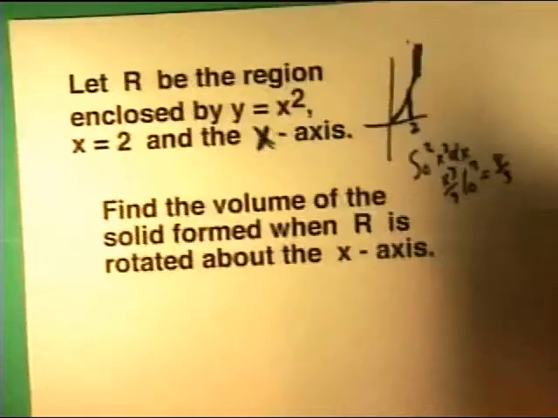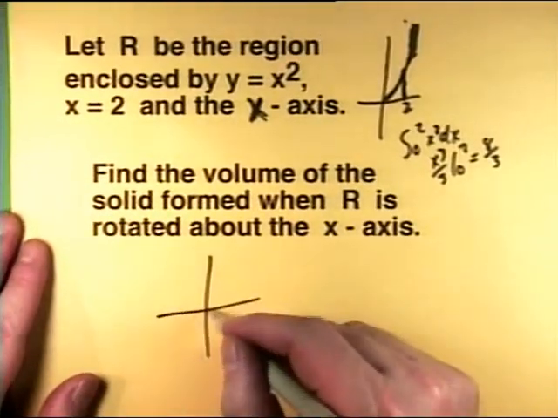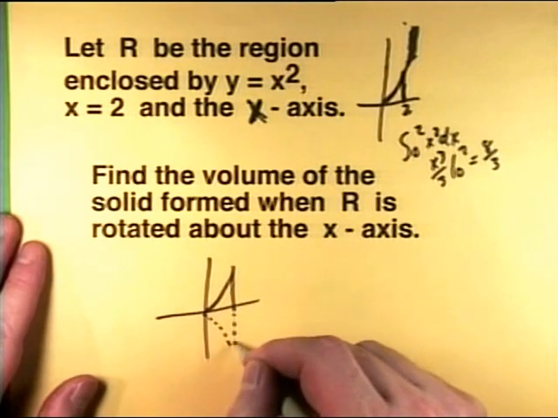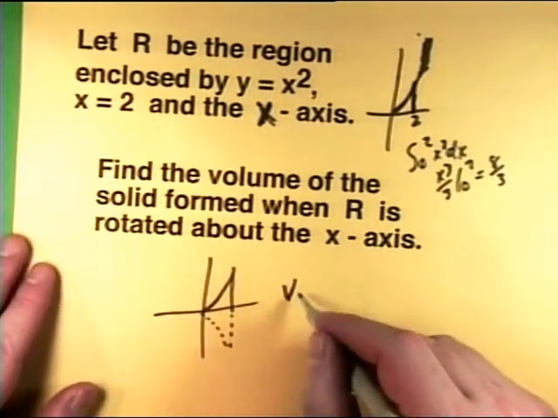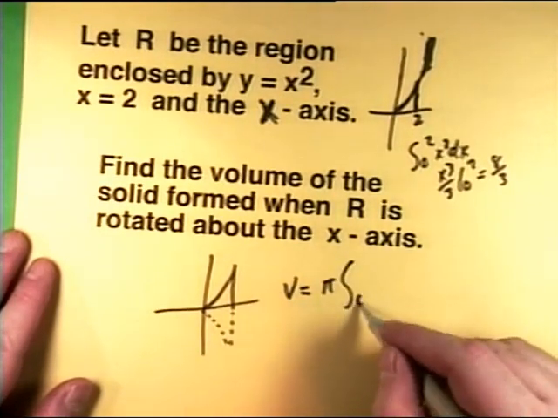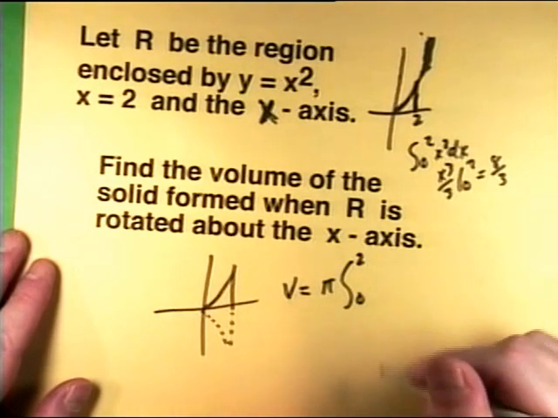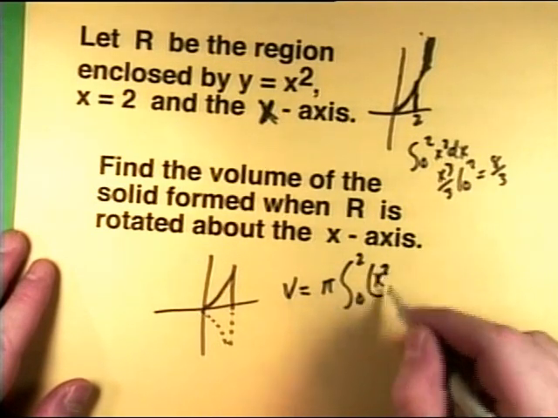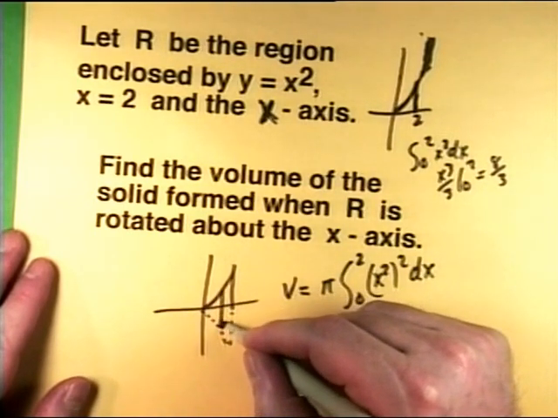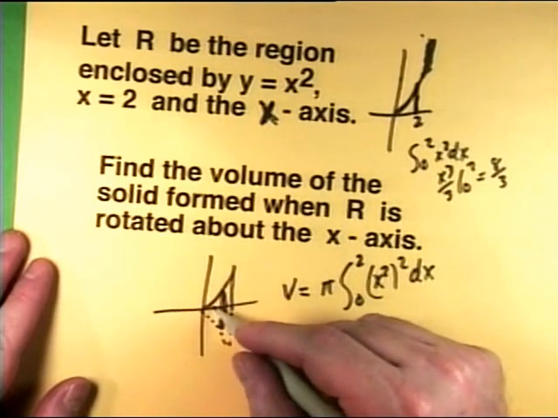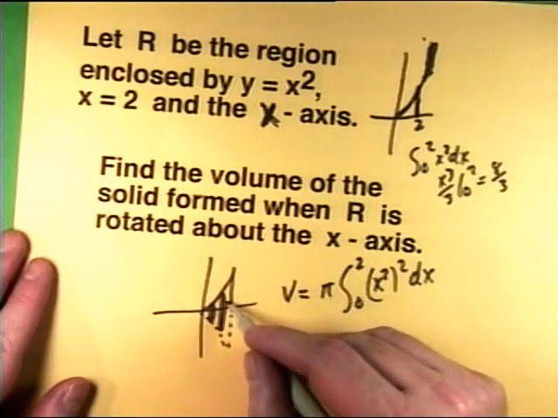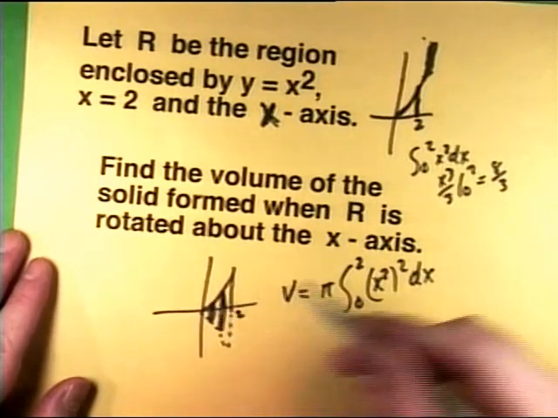That's the area. Well, how would you find the volume of this region if this region is rotated about the x-axis? Okay, volume equals pi, integrating from 0 to 2 of quantity x squared dx. Right, because what you do is you're adding up a billion little disks, right? And the area of each disk is pi r squared. And integrating adds them all up from 0 to 2, and the radius of each one is what the height is, which is x squared.